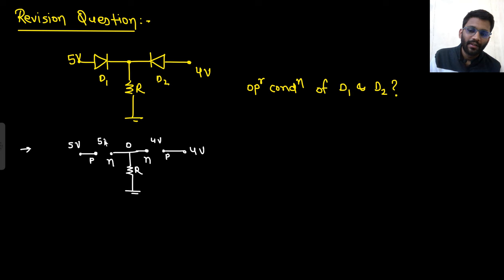The one having more forward bias voltage will be turned on first. We have studied it in the initial lectures. So who is having more forward bias voltage? D1 is having more forward bias voltage, so it will be turned on first. And based on that, after whatever circuit we get, we can define the region of operation for D2. First, D1 will be turned on.